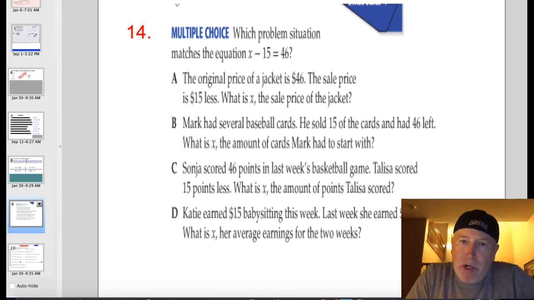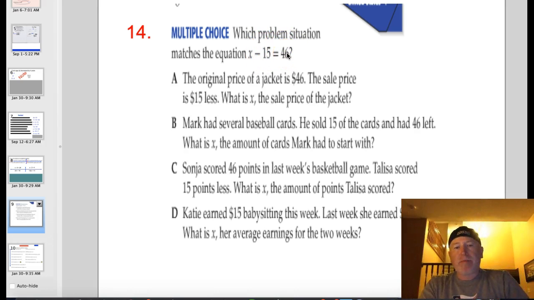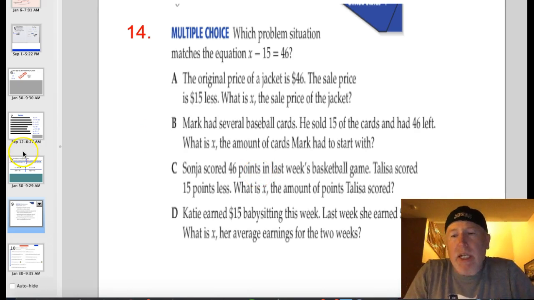Well, it's B. Mark had some baseball cards, x. He sold 15 of them. He had 46 left. That's the one that works. This one here. If you got that one to work, you're not reading it correctly. You got the names mixed up.